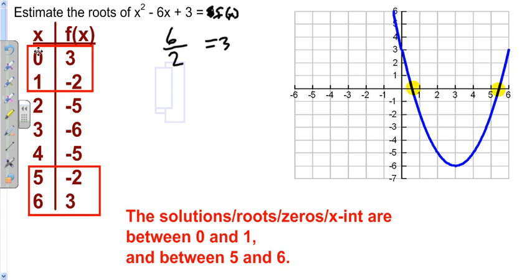Now, you also can figure out your zeros and estimate them by just looking at your chart. Because when you look at your chart, when you switch from a positive to a negative, like we are right here, so at 0 you're above, at 1 you're below, or when you go from a negative to a positive, meaning at 5 you're below, but at 6 you're above, it has to cross. And so where your y values switch from a positive to a negative or vice versa, you know between those two x values, you need to have a solution.